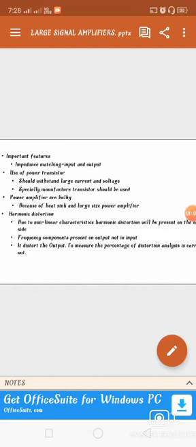It has less harmonic distortion. Due to nonlinear characteristics, harmonic distortion will be present on the output side. It is a measure of percentage of distortion, and analysis in the system can be carried out.